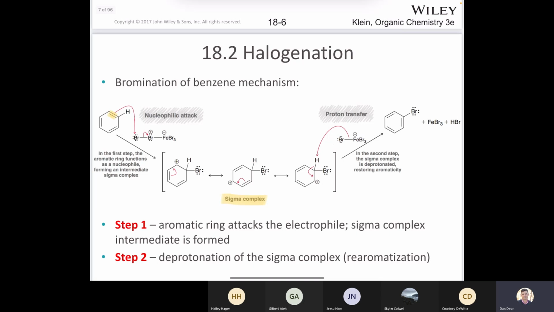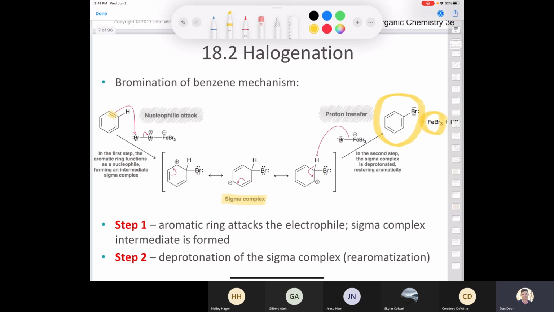Okay, you see it over here on the far right. We regenerate the iron 3 bromide and we restore our aromatic ring. So we restore the aromatic ring and we also regenerate our catalyst. Pretty cool, huh? So if you can memorize this mechanism, and you have to memorize this mechanism, it's going to help you a lot, is what I mean to say, because it comes up so much.